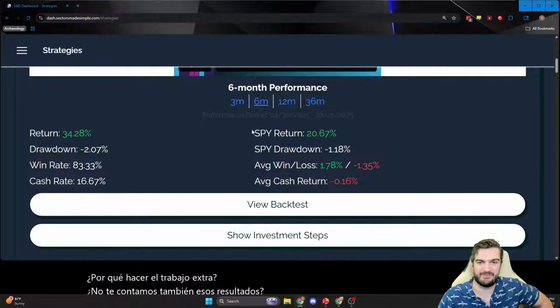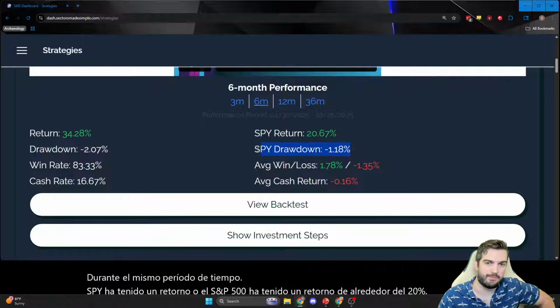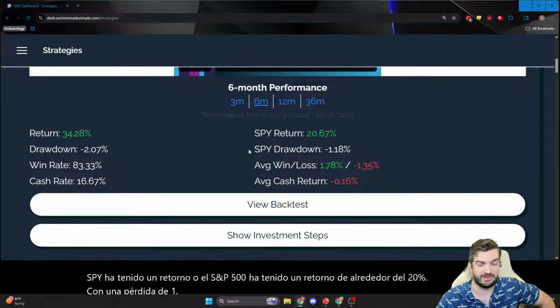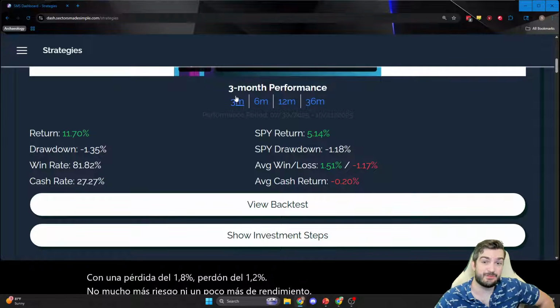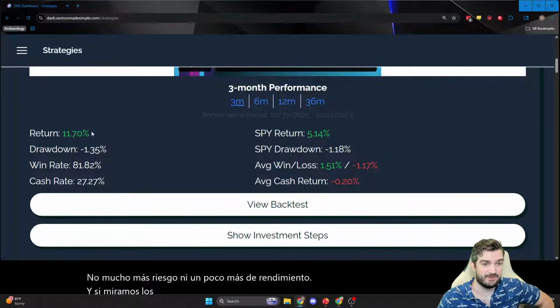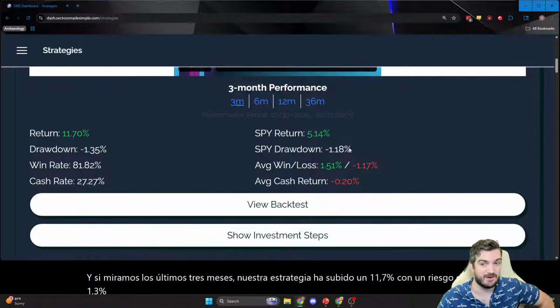Over the same period of time, SPY, or the S&P 500, has had a return of around 20%, with a loss of 1.2%. So not much more risk for quite a bit more return. And if we look at the past 3 months, our strategy is up 11.7% with a 1.3% risk versus the market's 5% gain with that 1.2% risk again.